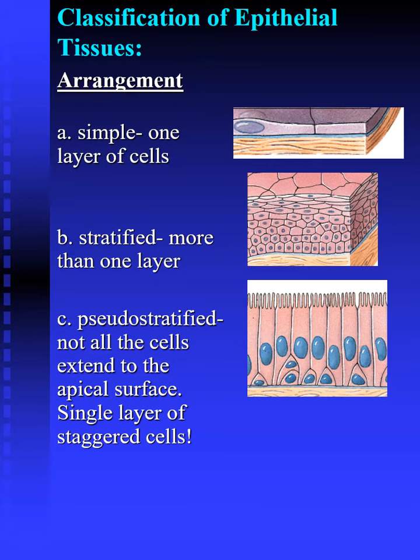Thirdly, we have pseudostratified or fake stratified, where it looks layered. However, all the cells are attached to a basement membrane. Now, not all of these cells will reach the apical surface or the exposed surface. Those that do reach the exposed surface tend to have cilia and to help move mucus along. And so areas where we find this is within the nasal cavity and the respiratory passages.